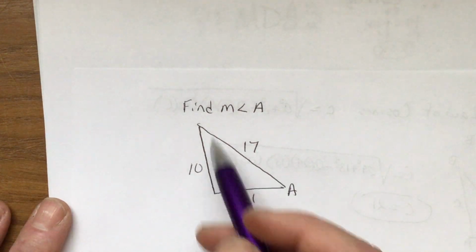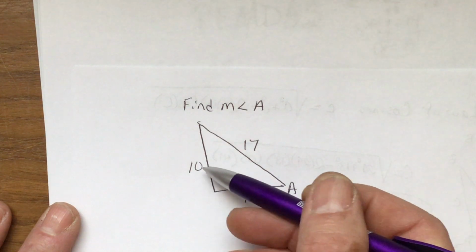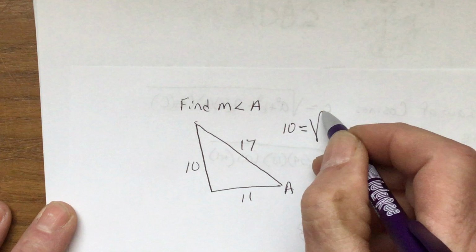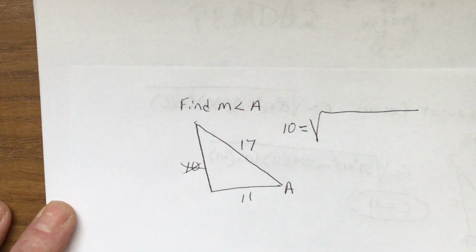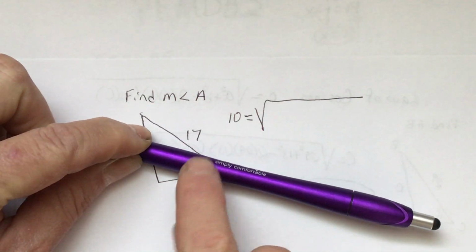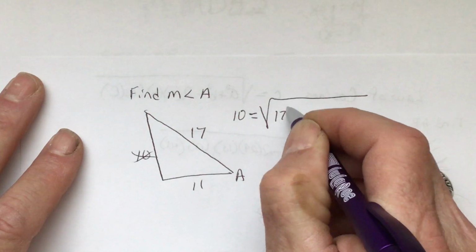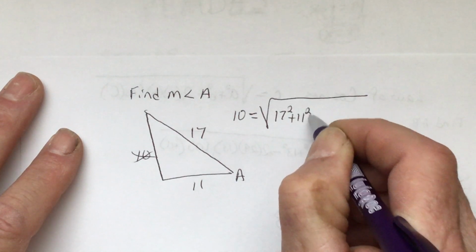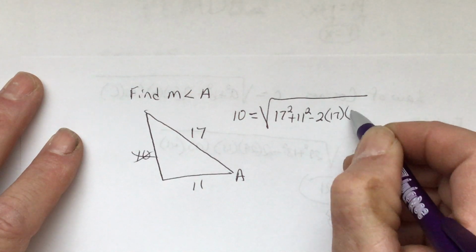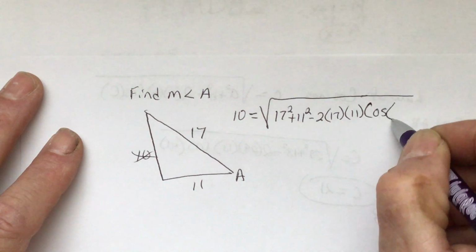All right, here's A. I really don't care what the others are called. All right, A makes this side right here. So 10 equals. Now use the other 2 sides. I'm going to mark that one out. Here's the 2 sides that have nothing to do with angle A. 17 and 11. 17 squared plus 11 squared minus 2 times 17 times 11 cosine A.